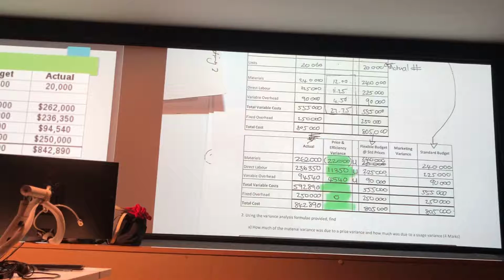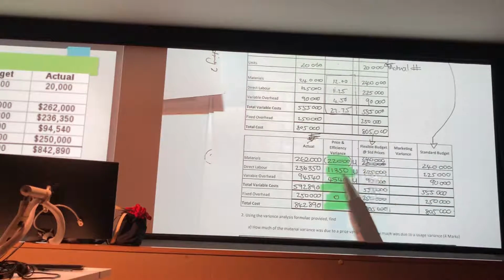So there are some of these steps that you can cut out. I'm just explaining to you the full steps. The next question is super important that you understand, so stay with me. It is a total of 8 marks. We're going to do 2 things. We're going to figure out the material variance due to price and how much was usage.